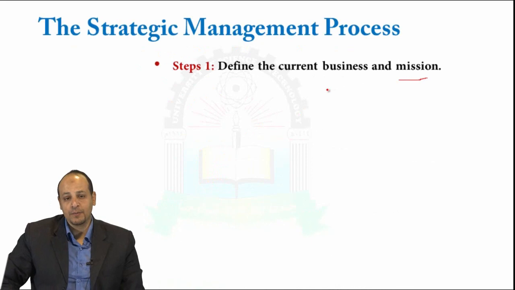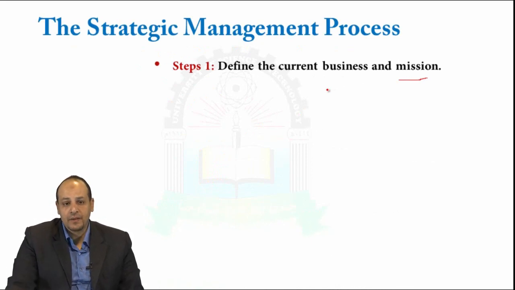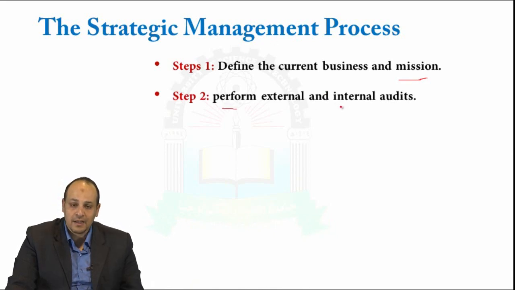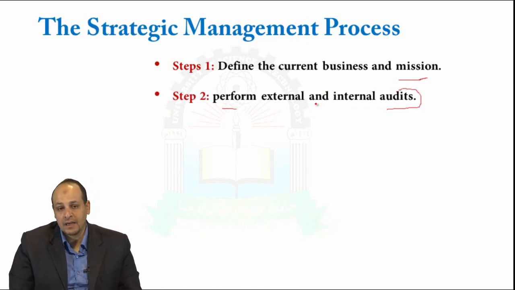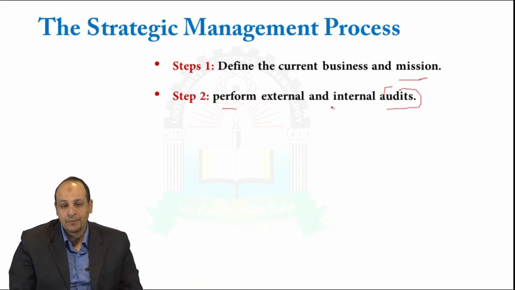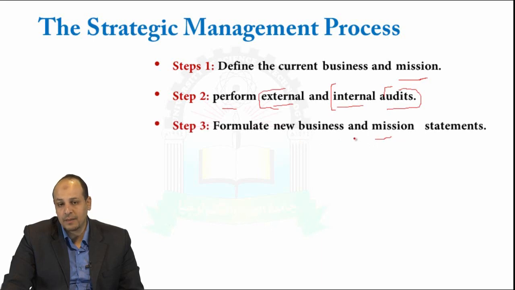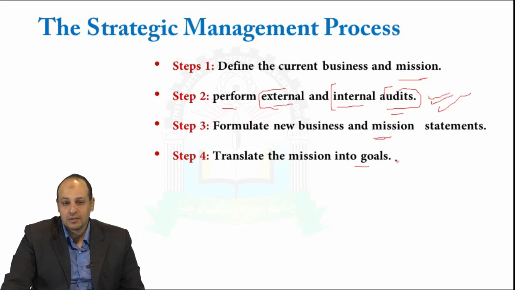Now the strategic management process. There are different steps here. The first step is you define the current business and mission at the current time. Step 2, we perform external and internal audits. That is studying the factors inside the company as for weaknesses and strengths, and outside the company as for threats and opportunities. Step number 3, we formulate new business and mission statements based on the information that we got from step number 2. Step number 4, we translate the mission into goals.